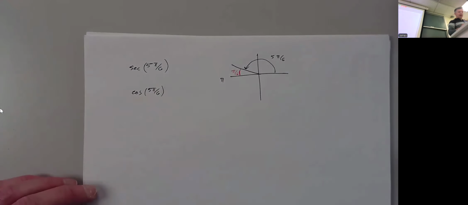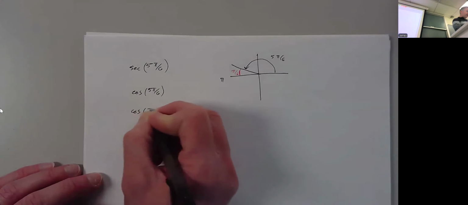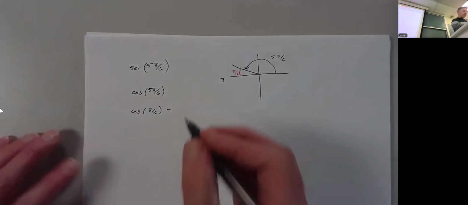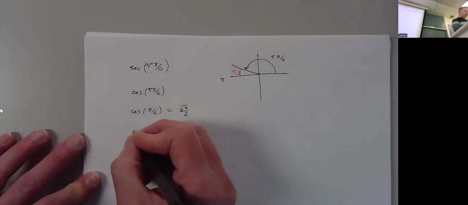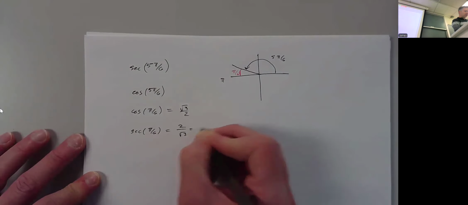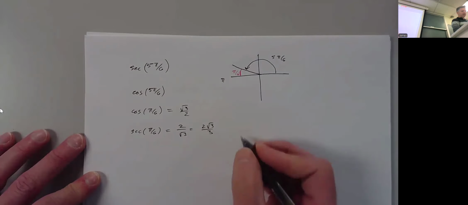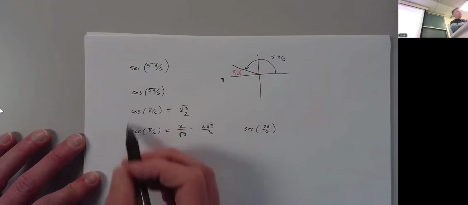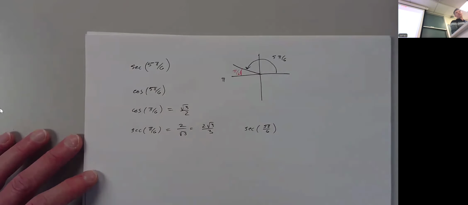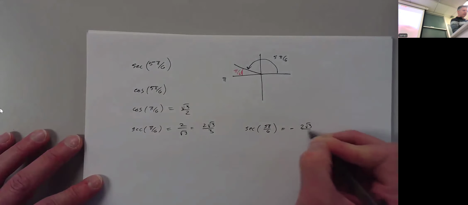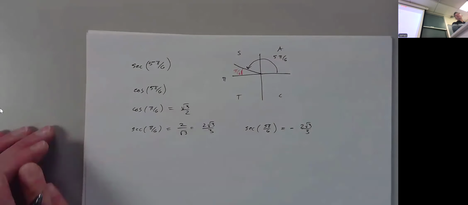So here, I know that cosine of pi over 6 is, let's see, that's the lesser angle, which is the bigger x value, so it's root 3 over 2. Secant of pi over 6 is the reciprocal of that, which is 2 over root 3, which is 2 times root 3 over 3. And then finally, secant of 5 pi over 6. Again, I don't think you need to write all this. I'm writing it to show you the thought process here. Secant of 5 pi over 6 is going to be negative 2 root 3 over 3 because we're in the quadrant where sine is positive and tangent and cosine are negative.